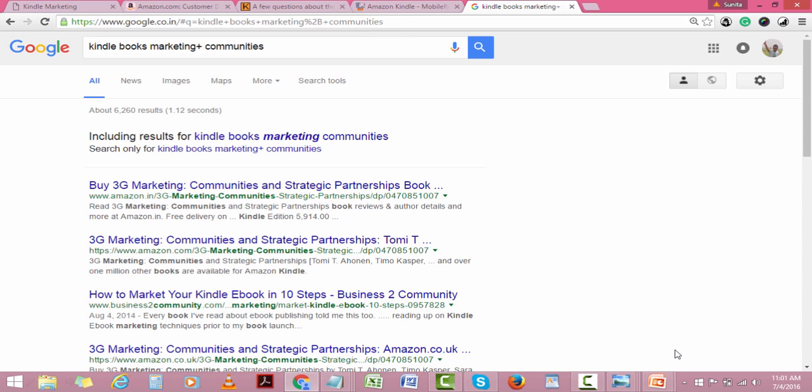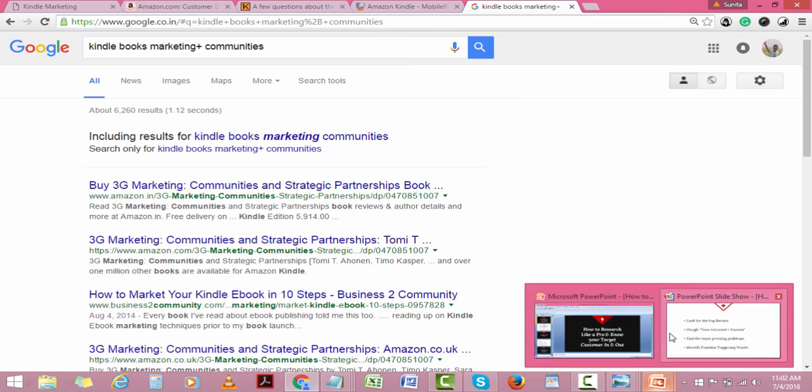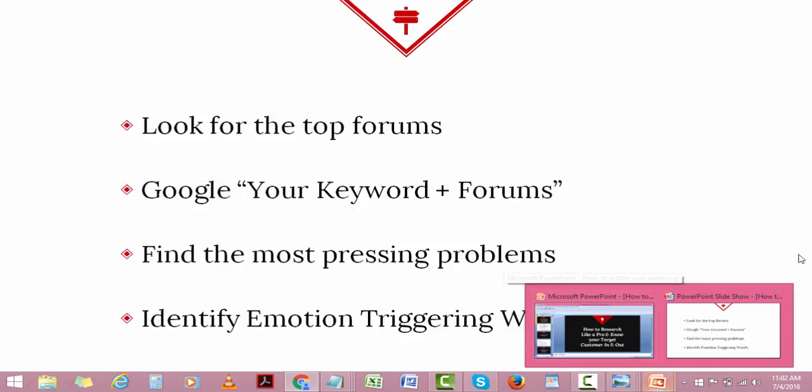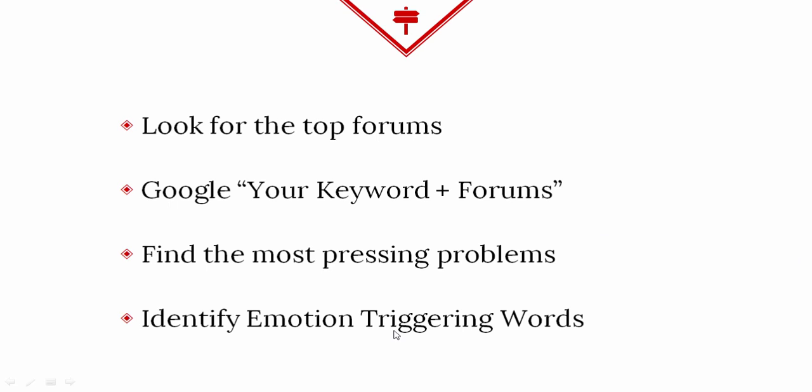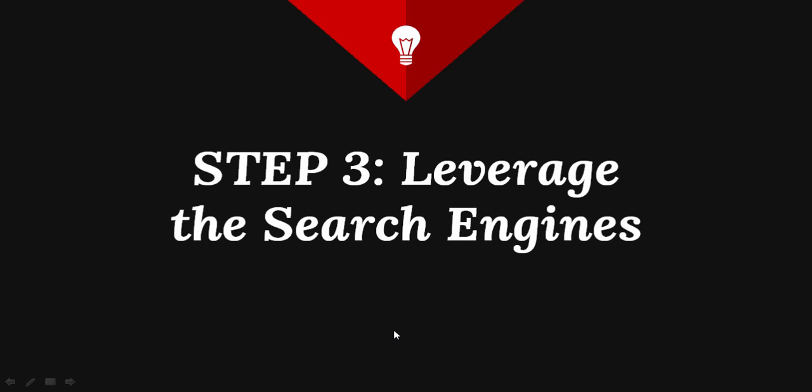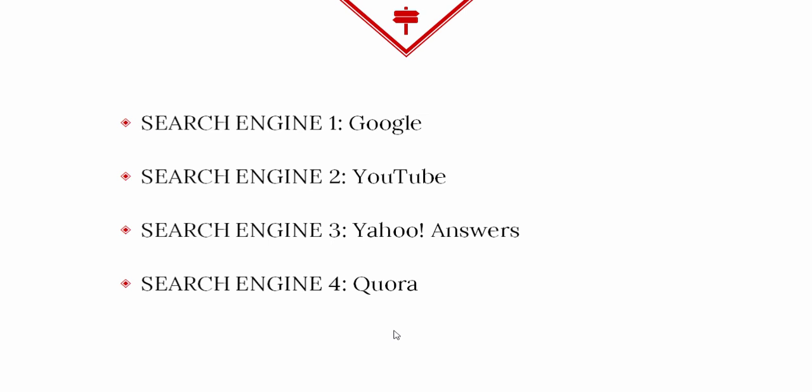So the next step that you need to follow here is to leverage the search engines. And in this step, basically we are talking about 4 search engines: Google, YouTube, Yahoo Answers, and Quora. So I basically showed you how you can use Google, and you can use it for any keyword that you want.